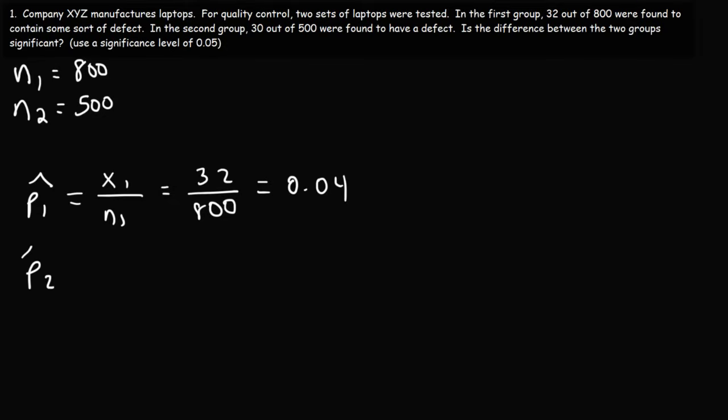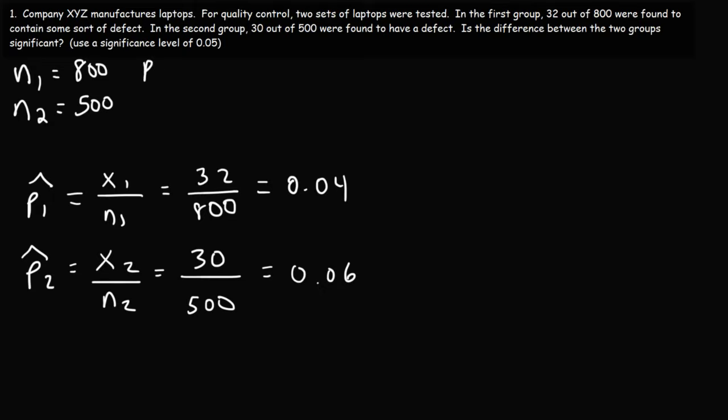Now let's do the same thing for the second group. So the sample proportion is going to be x2 over n2. So we had 30 defects out of a sample size of 500. 30 divided by 500 is 0.06. So I'm going to rewrite this here.